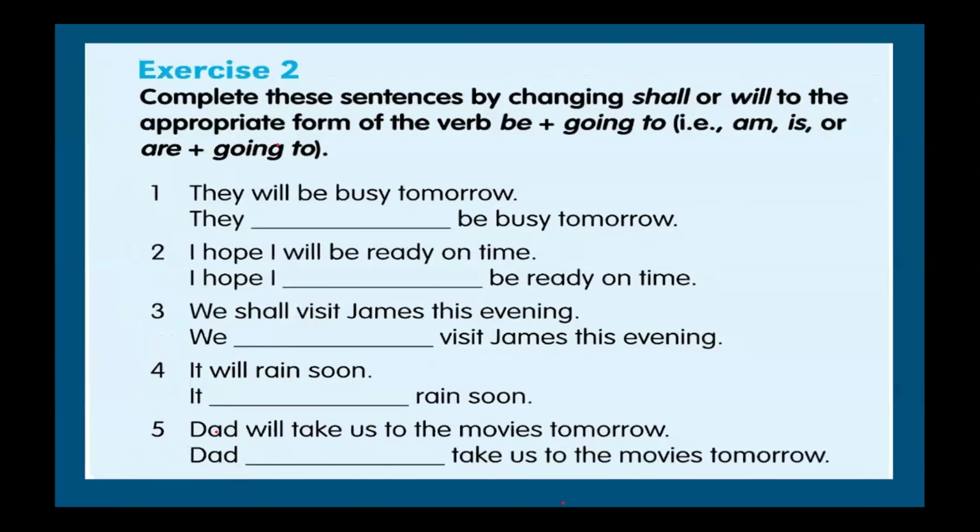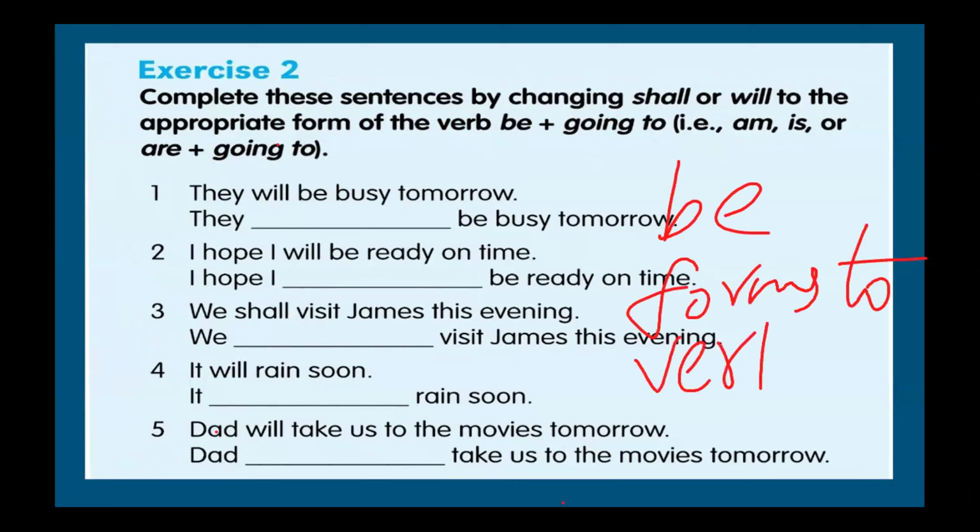All right. Now let's see this exercise. Complete these sentences by changing shall or will to the appropriate form of the verb be plus going to. That is am, is, or are plus going to. What is this? Be helping verb. Be forms of the verb. Why is it written be plus going to?